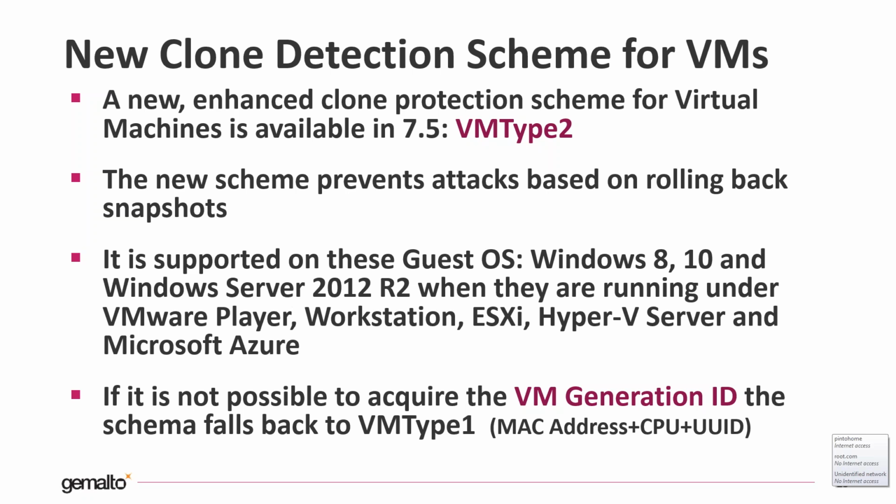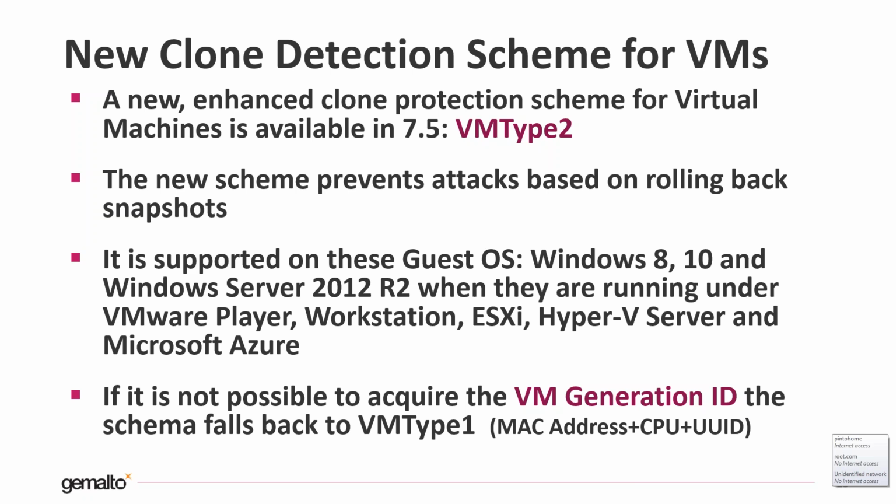This new clone detection for virtual machines was added mainly to prevent attacks based on what we call rolling back a snapshot. Let me give you an example. If you're using a virtual machine and you allow the license to be run there, you could define a license, let's say execution or time-based, and consume some of it. Say you have an execution license for 100.